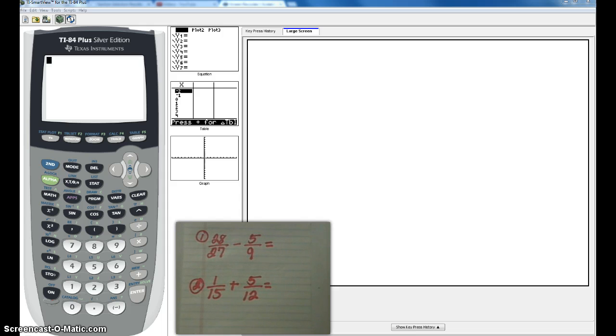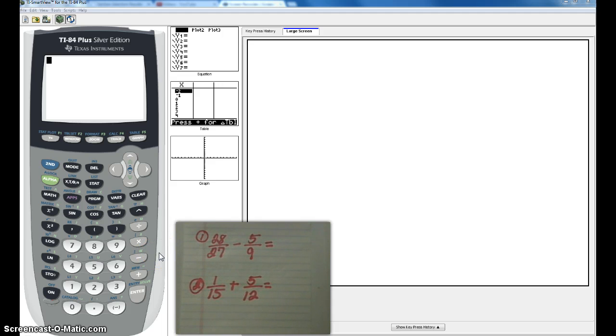So I'm going to show you how to do it in a calculator two different ways. If you have a TI-83, you will have to do it the first way using parentheses. So that is the first way that we're going to do these two problems. You must put your fractions in parentheses all the time. If you are using a TI-83 or 83 plus, you always must use parentheses for your fractions. My suggestion is that everyone uses parentheses for their fractions.